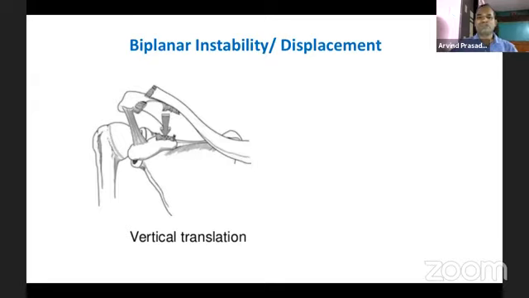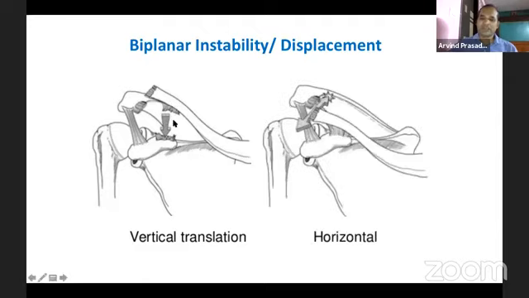And this AC joint injury leads to biplanar instability. There is vertical translation as well as horizontal, anterior and posterior translation of this joint also.